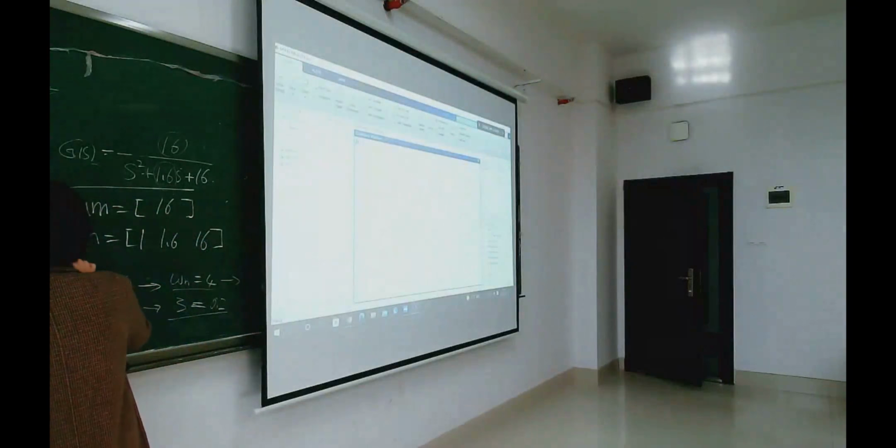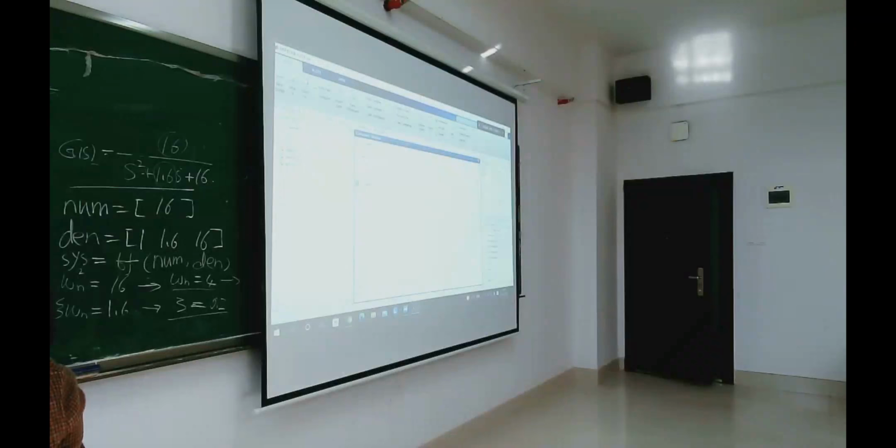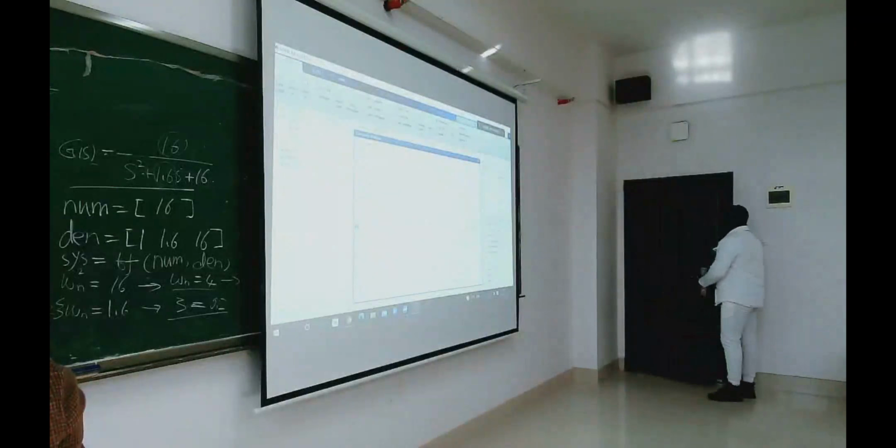You get this, equals TF, remember? Now, let's see if it works, okay? We type n now equals 16, right? And then d equals 1, 1.6, and 16. And the whole system transfer function equals TF of n and d.